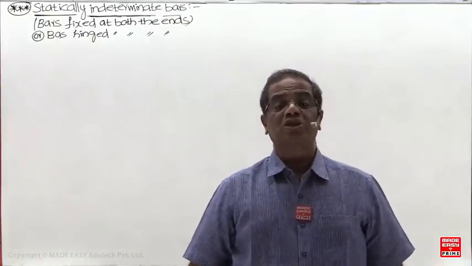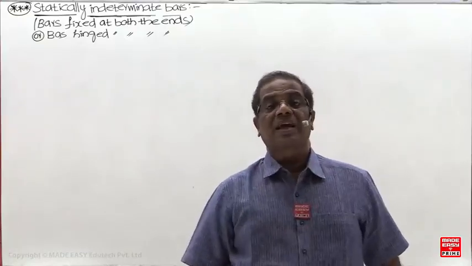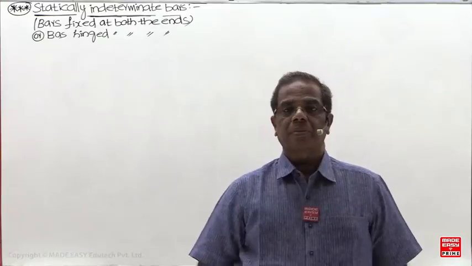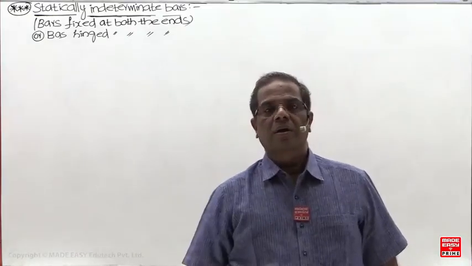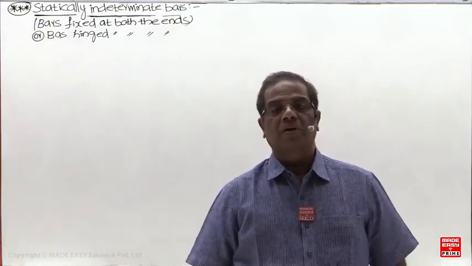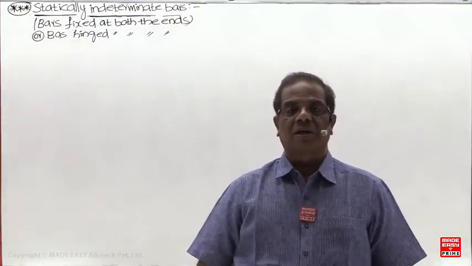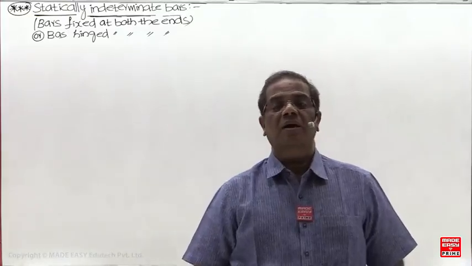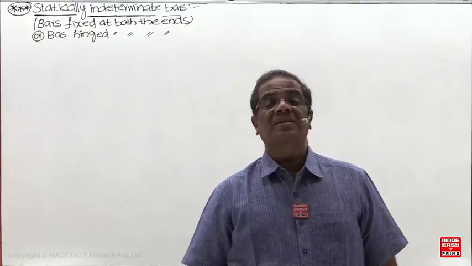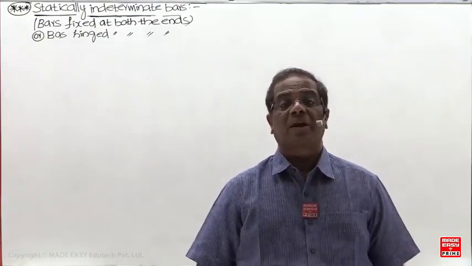If the moment reaction is to be non-zero, rotation has to be restricted. Rotation is restricted only in fixed support. But what about the roller and hinge? Roller and hinge support will permit the rotation. So for roller and hinge support, moment reaction is 0. Roller and hinge supports are called simple supports. What is the meaning of simple support? They will permit the rotation.